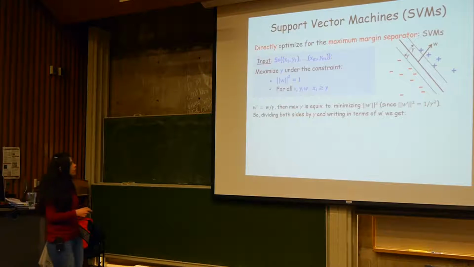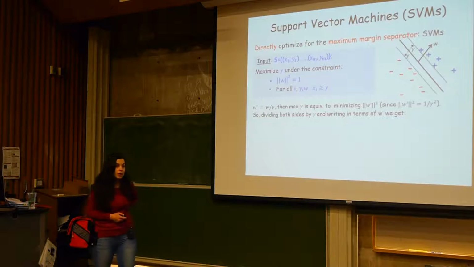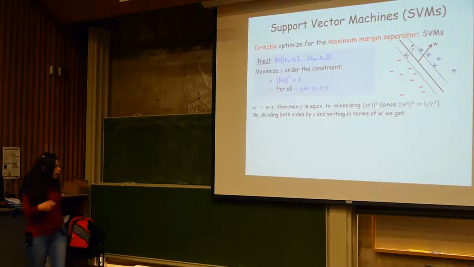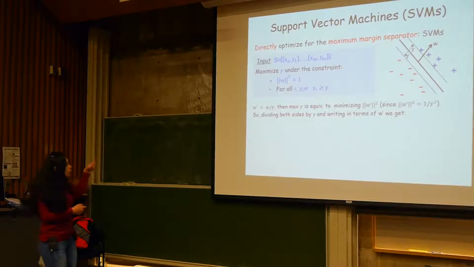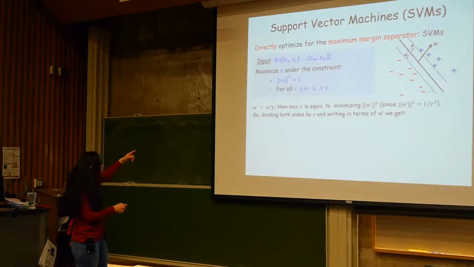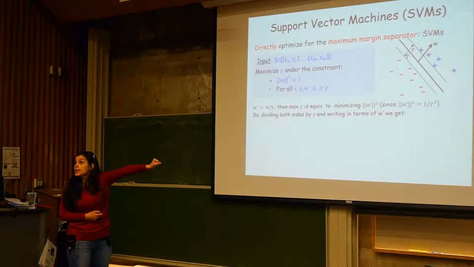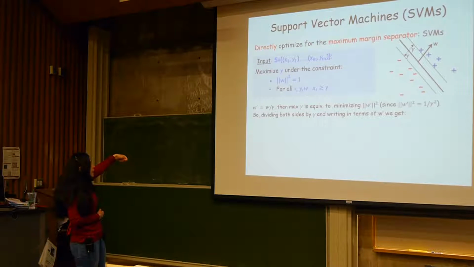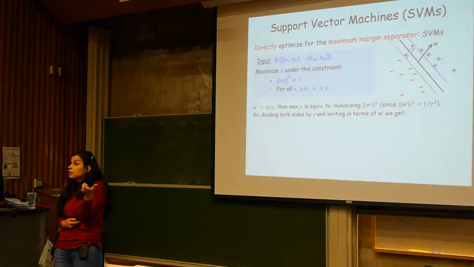So this is the original problem, where I want to find the separator of unit length that maximizes the margin, right, where the margin is specified by this constraint over here. Now, it turns out that if I define a new normal vector W prime, which is simply W over gamma, then because the length of W is 1, the length of W prime is exactly 1 over gamma. And so maximizing the margin gamma is equivalent to minimizing the norm of W prime, right?